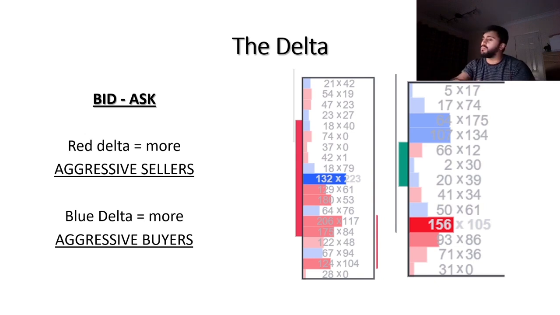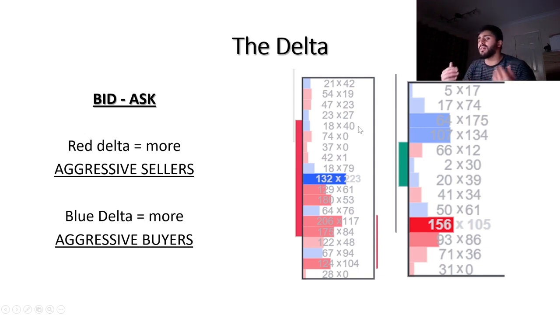Quite intuitive. Now blue is the opposite. There's the bid and the ask is a positive number, right? So the bid minus the ask is above 0. There's more aggressive buyers than there are aggressive sellers. And this tells us that, again, there's more aggressive buyers than there are aggressive sellers, right? That's the basic concept of delta.